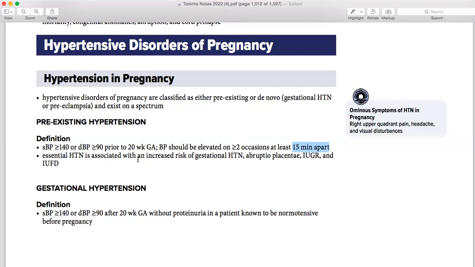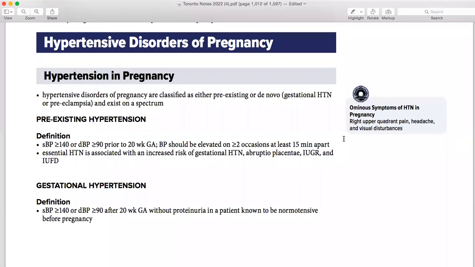Essential hypertension is associated with an increased risk of gestational hypertension, abruptio placentae, IUGR, and IUFD, like fetal demise and growth restriction. The obvious symptoms of hypertension in pregnancy are right upper quadrant pain, headache, and visual disturbances. Sometimes in pregnancy, she might not present with a high BP, but she might have these kinds of symptoms. So you have to look into these symptoms, and on the basis of that, you check her blood pressure, and then she has high BP. Maybe you didn't think of high BP first. She might present with headaches, like she's having a lot of headaches, so you thought, okay, let's do BP. So you do BP and you find out this is hypertension. So these could be the symptoms that she could present with: pain, headache, and visual disturbance.